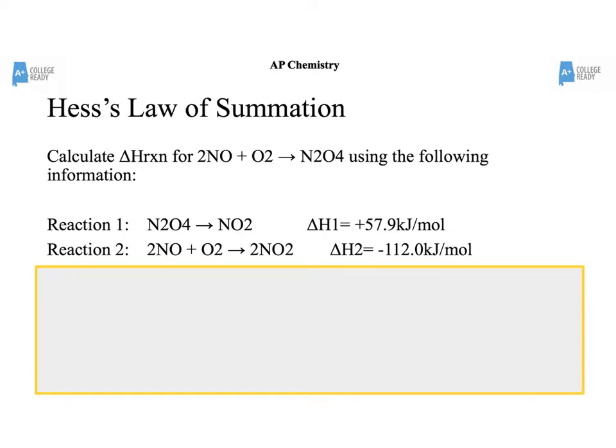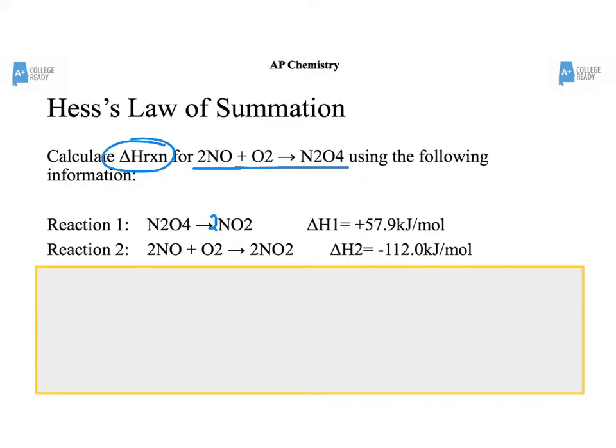An example. So we've got this reaction, the overall reaction is 2NO, nitrogen monoxide, plus oxygen is going to give us dinitrogen tetroxide. And we want to find out what the enthalpy of this reaction is. So we're given two stepwise reactions. So let me fix this because for some reason there's not a 2 here.